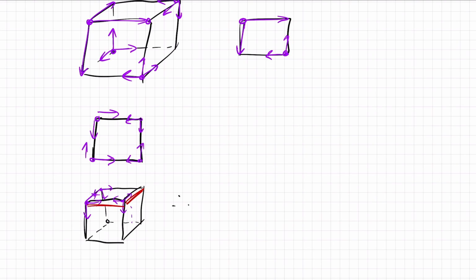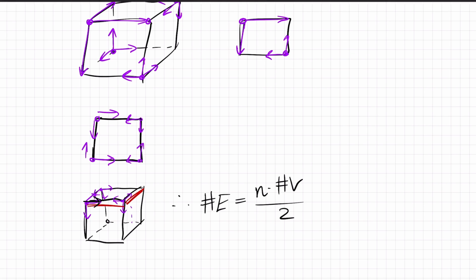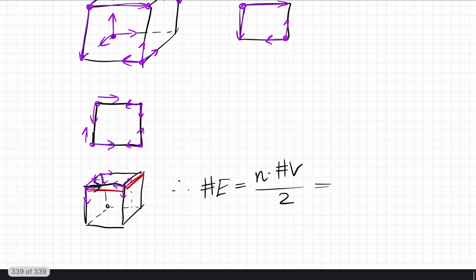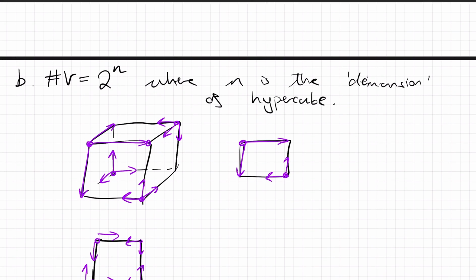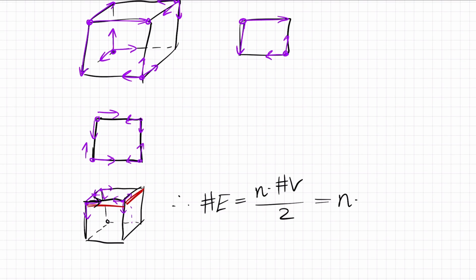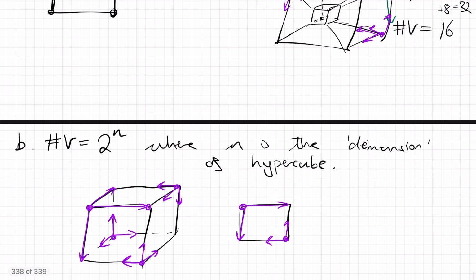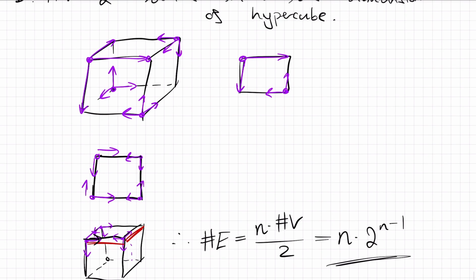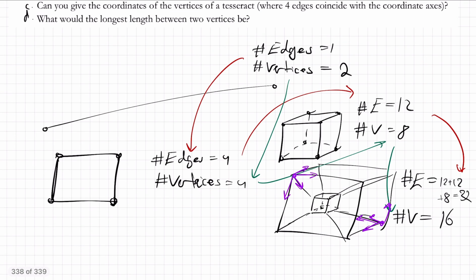So therefore, the number of edges is just going to be n, where n is the dimension. So in this case, it was 3 multiplied by the number of vertices over 2, because every edge is accounted for by 2 of these mini or sub edges of the vertex. So here's my formula, and then we can use the previous 2 to the n we used for number of vertices to just get n multiplied by 2 to the n minus 1. And this is actually consistent with what we observed over here.